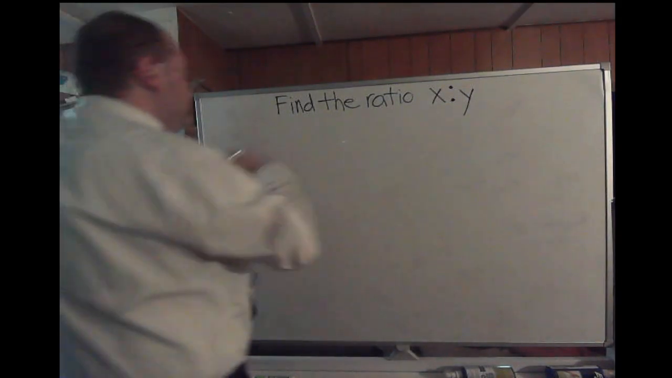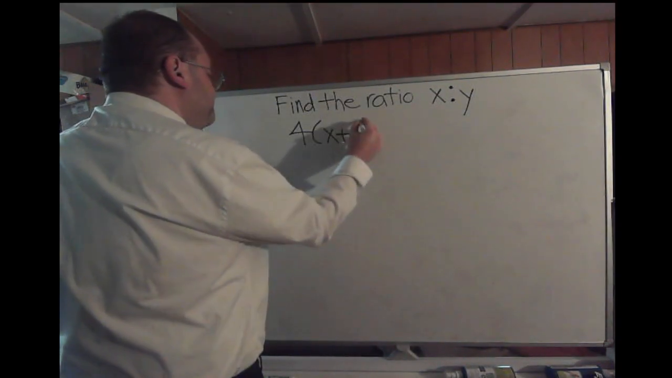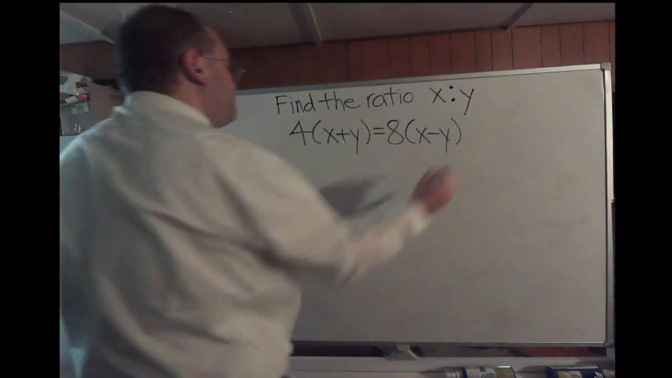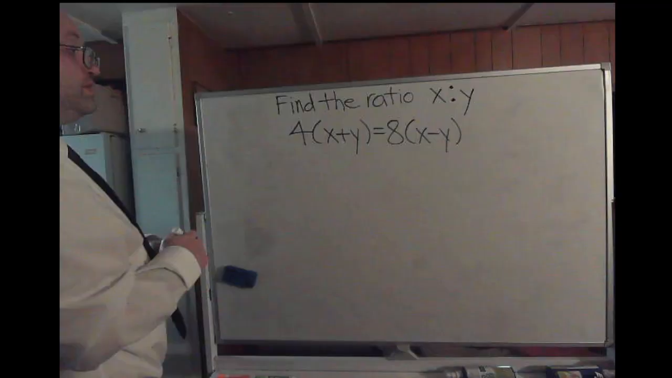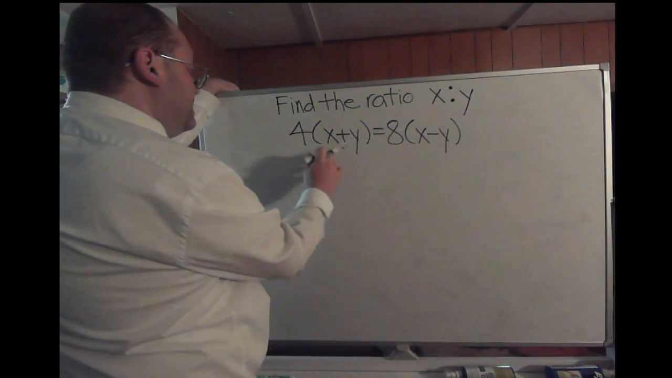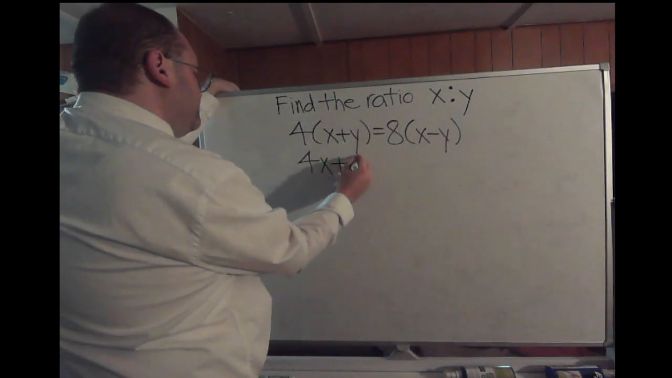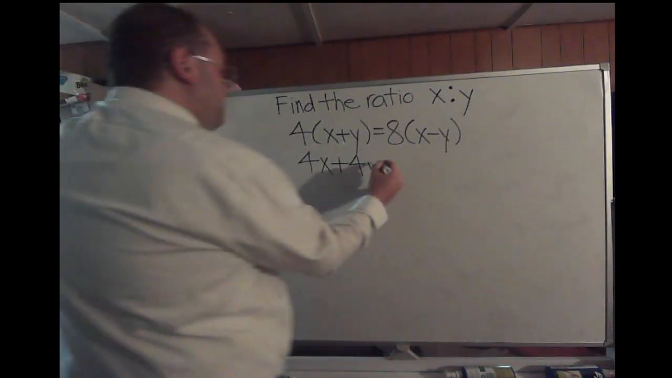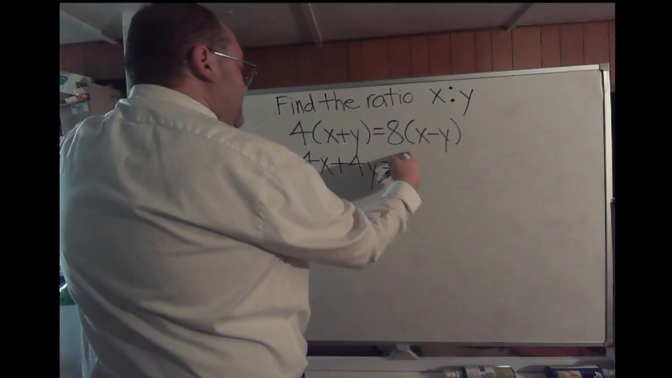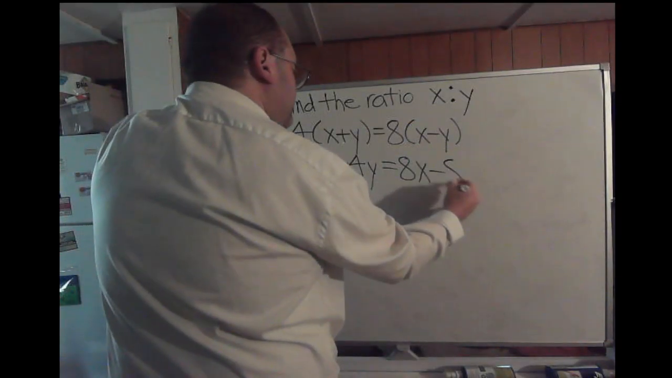Alright. What if we have 4 times the quantity of x plus y equal to 8 times the quantity of x minus y? Okay. Well, first thing I would do is do the distributive property on each side. So 4 times x, that gives you 4x, plus 4 times y, that gives you 4y. That would be equal to 8 times x, which is 8x, minus 8 times y, that'd be negative 8y.